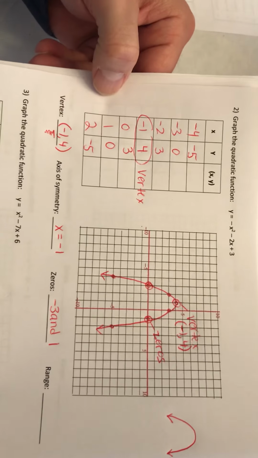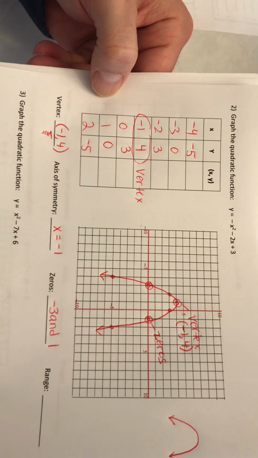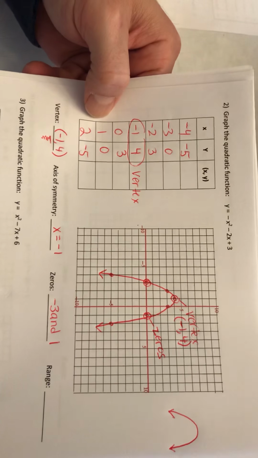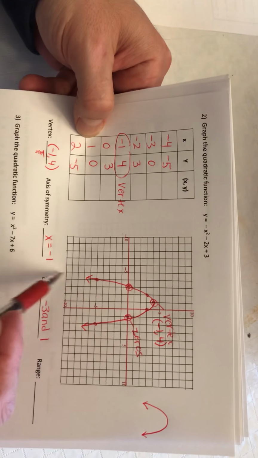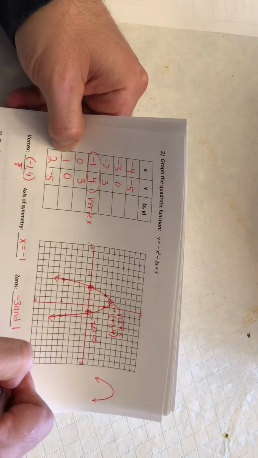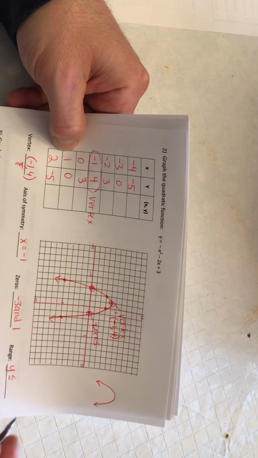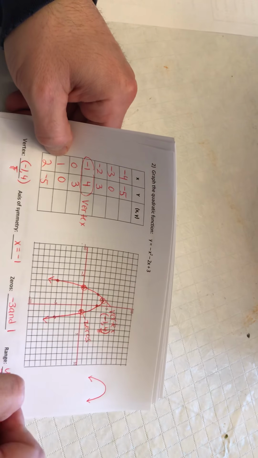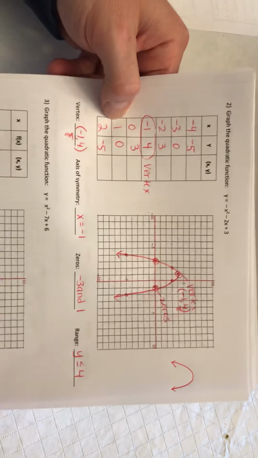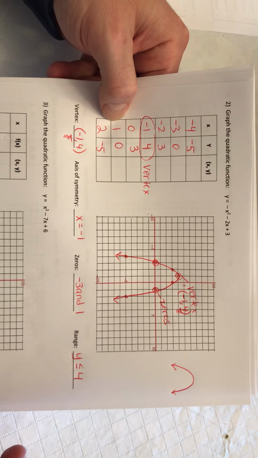All right? And then lastly, my range. This time, the curve is pointing downwards. You see the arrows point down. So this time the range is going to be less than or equal to, and it hits a high point of 4 on the vertex. So y is less than or equal to 4. Okay?